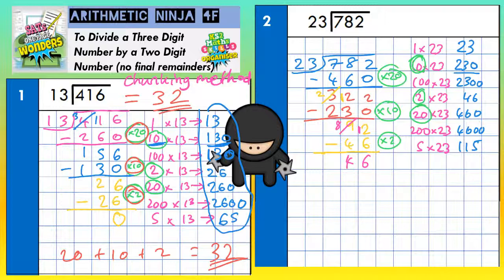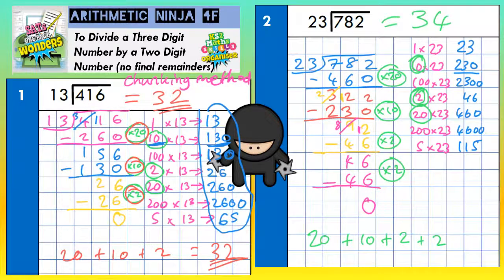The next biggest number we can take away from 46 is 46, which is another chunk of 2. So if we take away 46 again, that's another chunk of 2. Obviously 46 take away 46 is going to get us down to 0. So all we've got to do now is add up our chunks. We've got a chunk of 20, a chunk of 10, a chunk of 2, and another chunk of 2. 20 plus 10 is 30, plus another 2 is 32, plus another 2 is 34. So the final answer to this question is 34. 782 divided by 23 is 34.